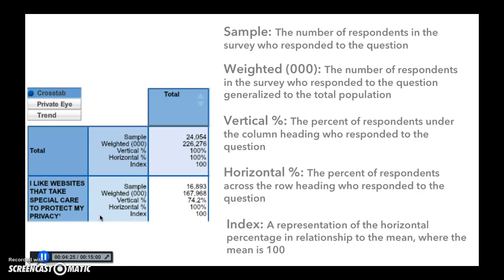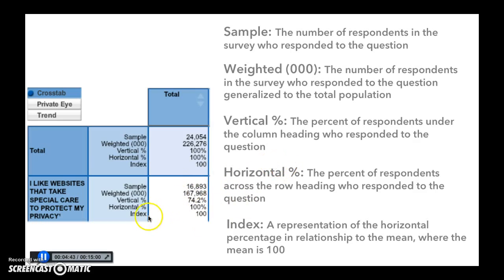Since we are only looking at the total number of respondents here, this horizontal percentage is 100%. 100% of the people within this survey agreed with this statement. This will start to make a little bit more sense on the next slide.